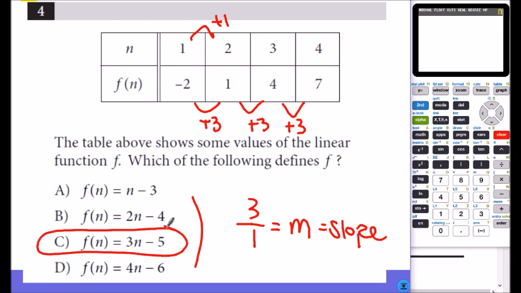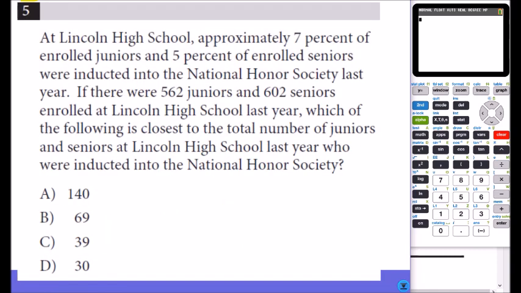If you have time, you can double check your answer by plugging in one of the values. When you plug in 2, 3 times 2 is 6, minus 5 is 1. So that's the right equation. But since there's only one answer with a slope of 3, just move on to the next question to save time.